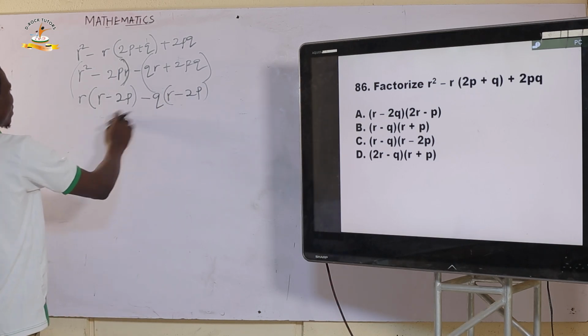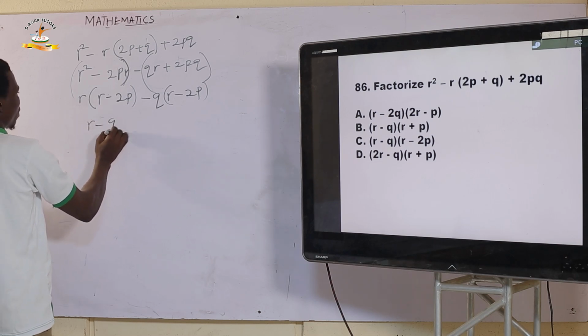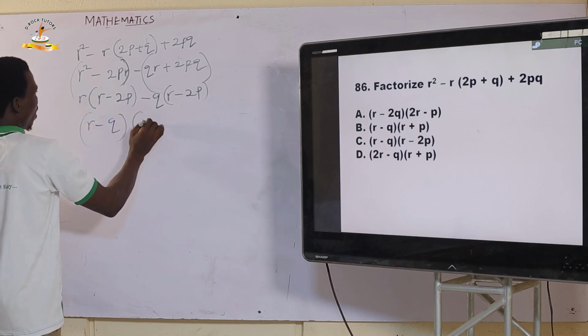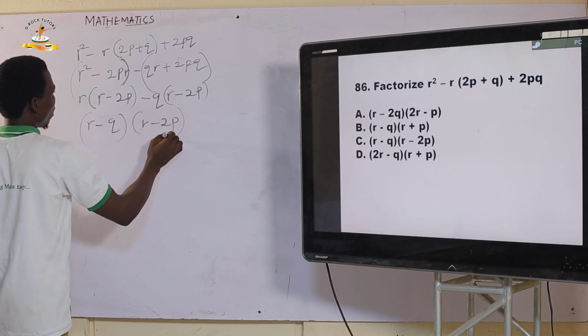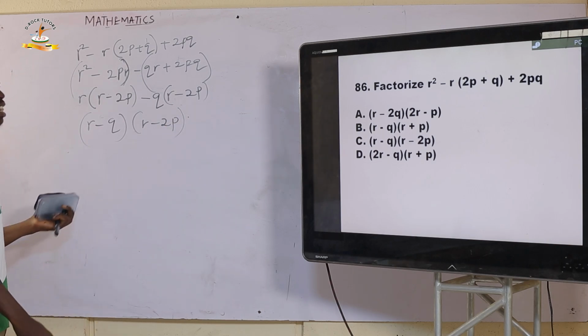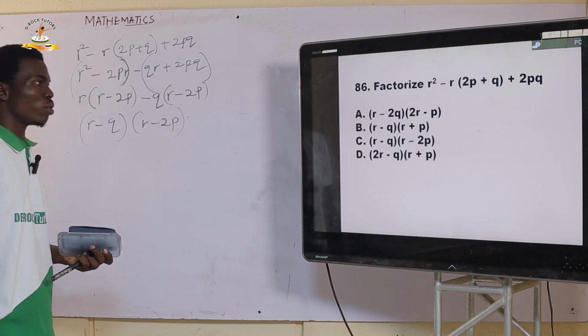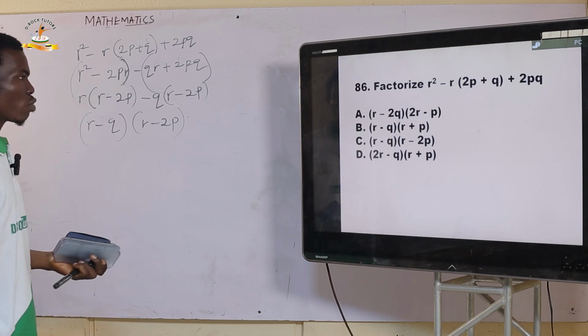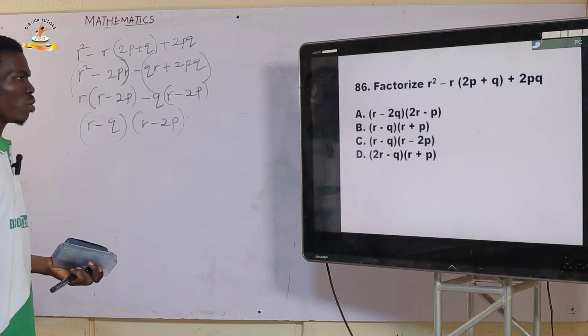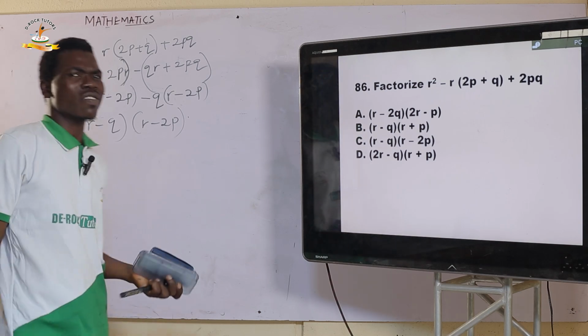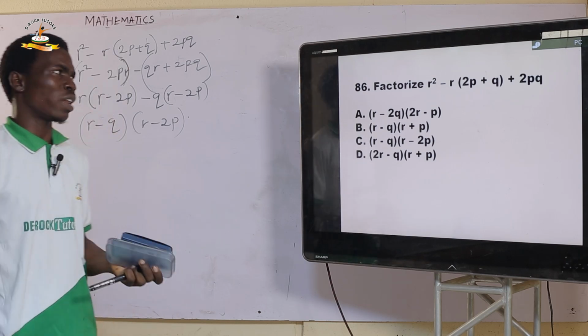So these two brackets are equal. Then I can have r minus q and r minus 2p, which is the factor. So the correct option is r minus q, r minus 2p. That is option C, which is the correct option. Our next question.